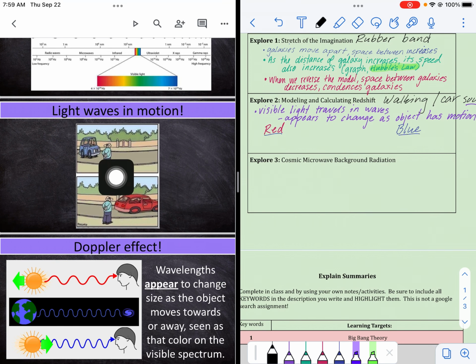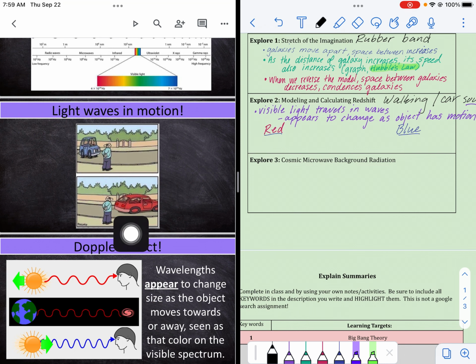So here we see our gentleman looking at a car from this direction. We see it has a different color and a different size relative to a car on this side of him. Again, different color, different size. And so this is a great visual representation of those big ideas we want to remember about visible light.